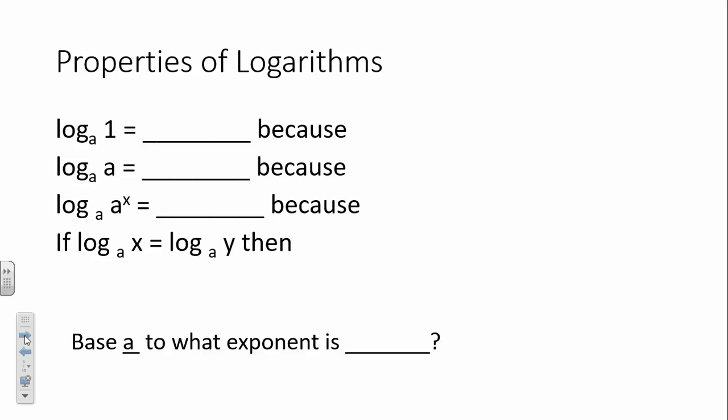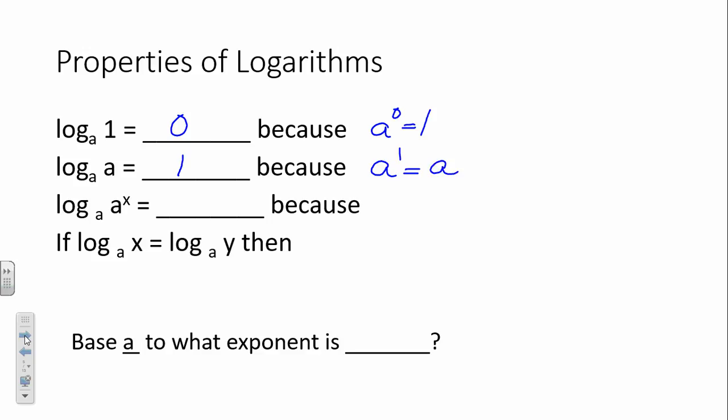So here are some of our more obscure things, the trickier ones that we don't necessarily think of that much, the properties of logarithms. So when we're looking for log base a of 1 is something, we're saying base a to what exponent is 1? Good. Because a to the 0 is 1. Anything to the 0 is 1. Base a to what exponent is a? 1, because a to the first is a.